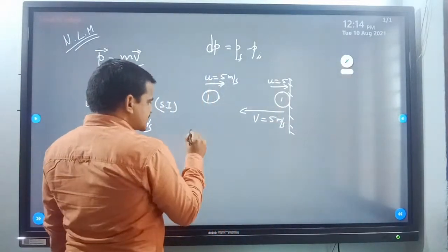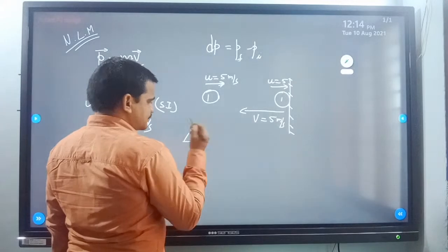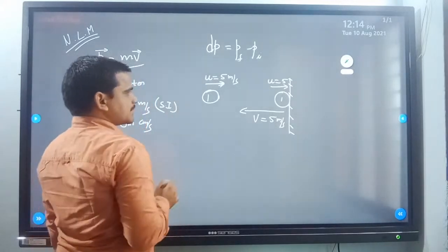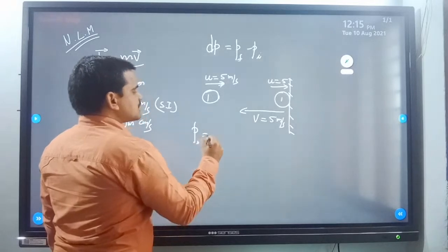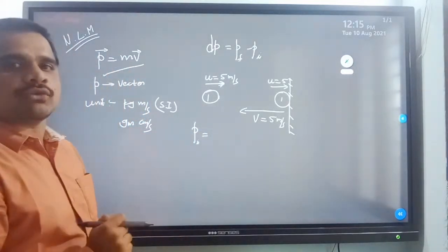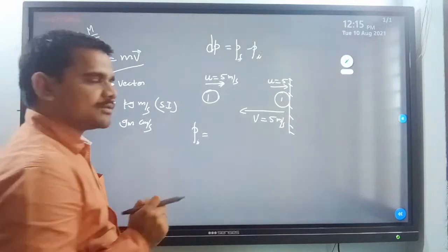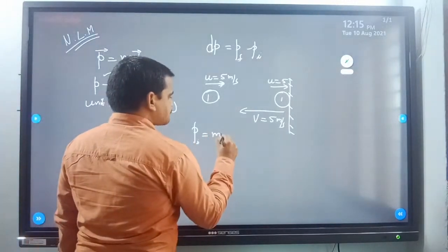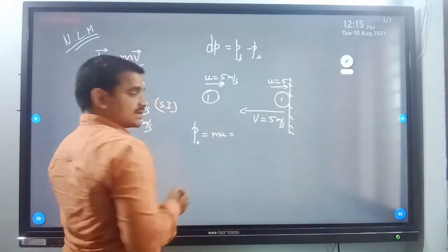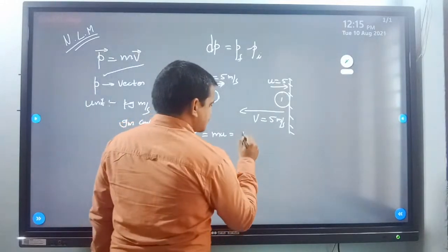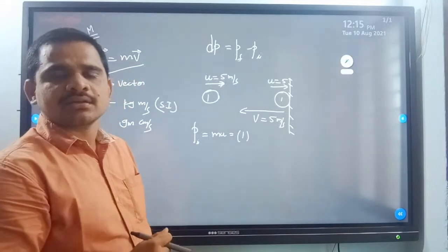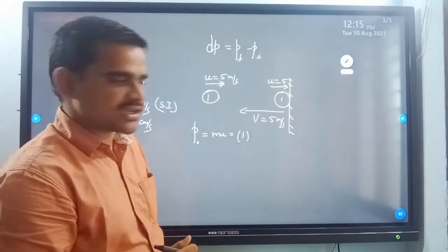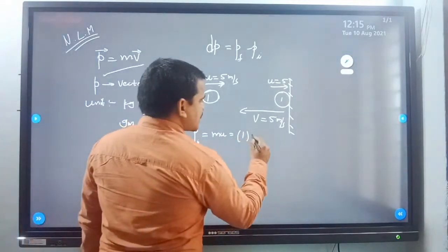Now, what is the change in momentum during this? First I will write the initial momentum. Initial momentum means before hitting the wall. Before hitting the wall, the momentum is mass into velocity. What is the mass? 1 kg. What is the velocity? 5.